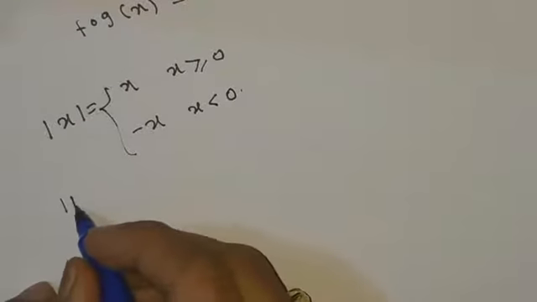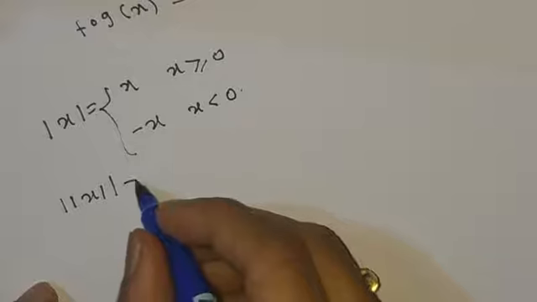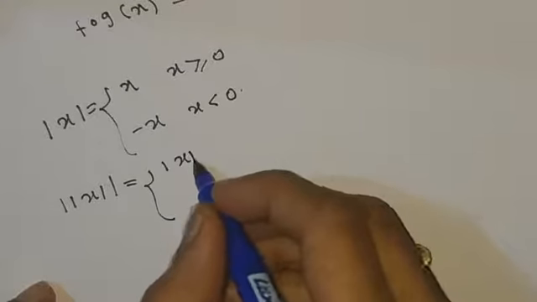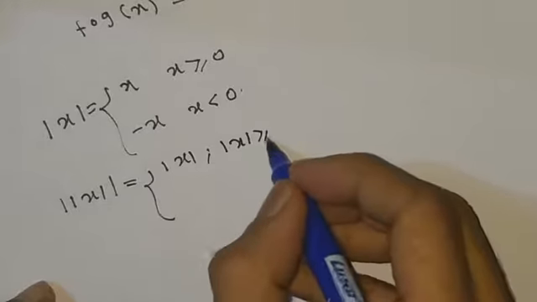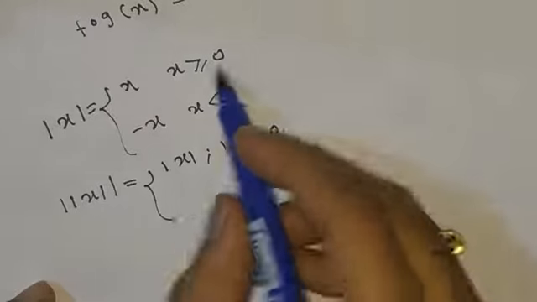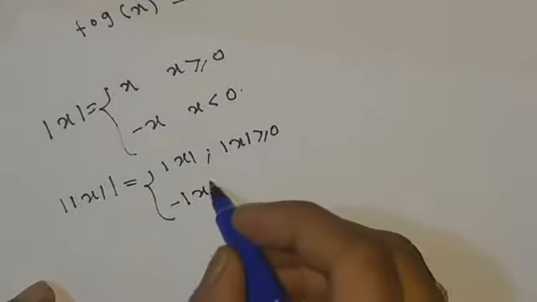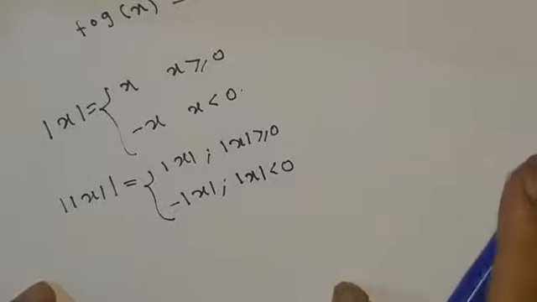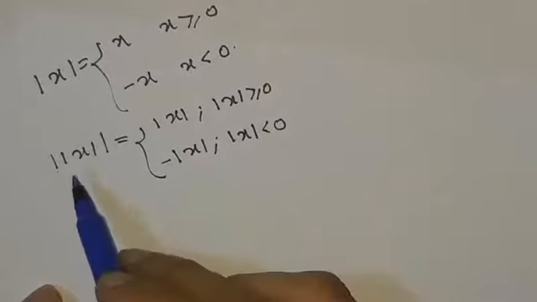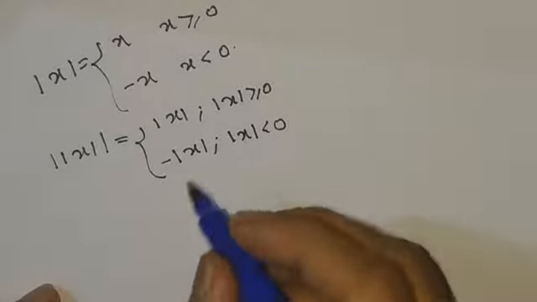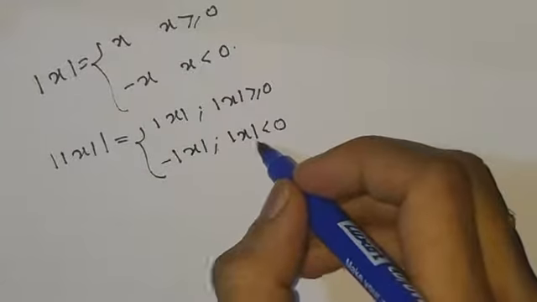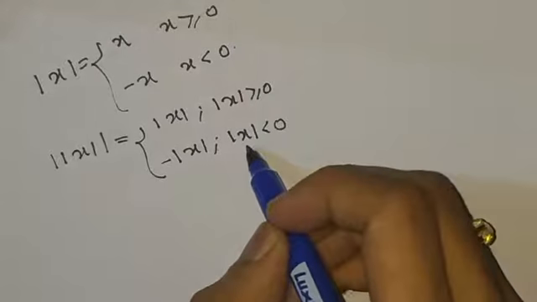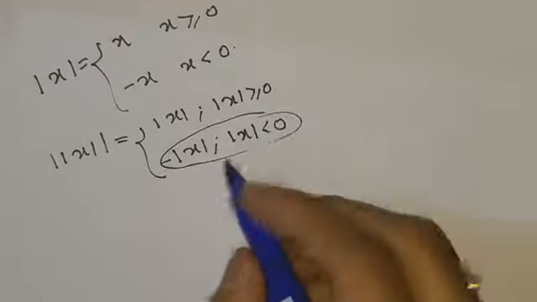Now if you take modulus of x, then you will get modulus of x is equal to modulus of x when modulus of x is greater than or equal to 0, and minus of modulus of x when modulus of x is less than 0. So this will be the definition of modulus of x. Now you can see that modulus of x is never negative or never less than 0. So this cannot happen.